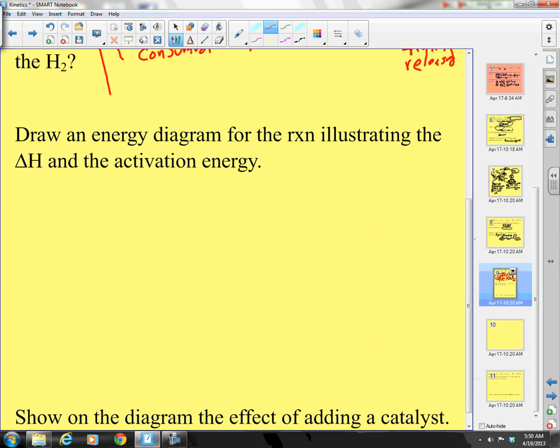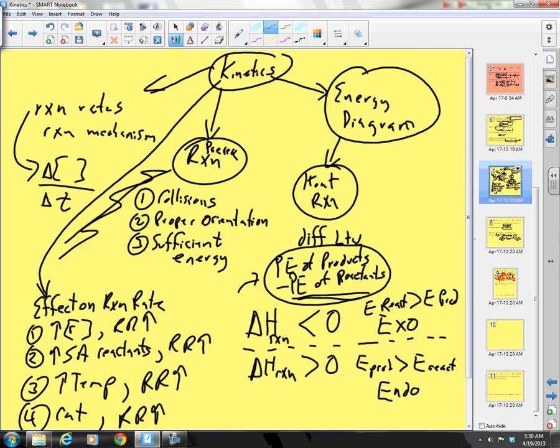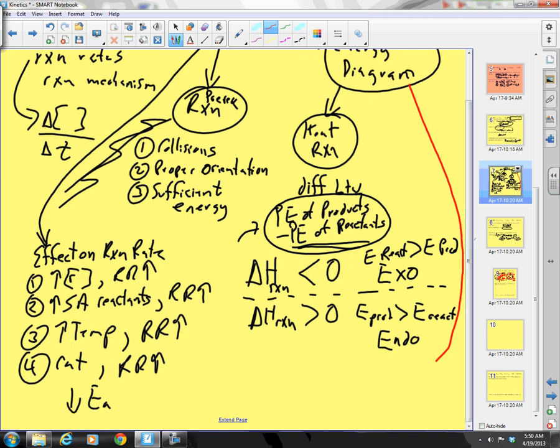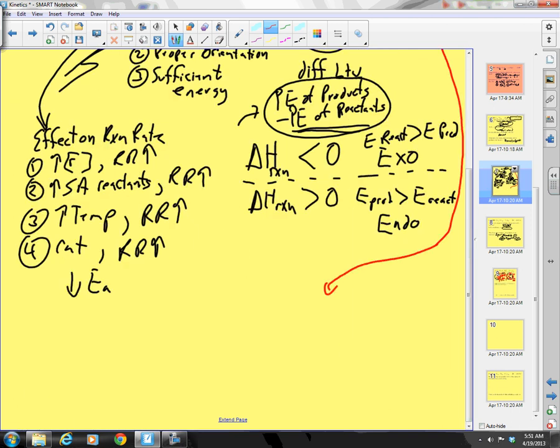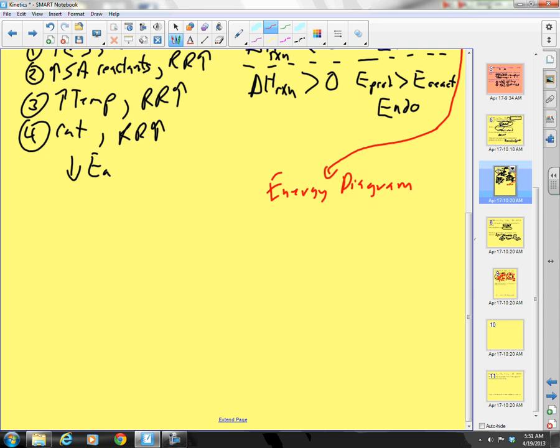Now, draw the energy diagram. Okay, let's take a real quick note here on the energy diagram. Energy diagram. What is an energy diagram? So we want to talk about an energy diagram. It's this simple, folks. This is really a diagram, not a plot necessarily, a diagram or a picture showing potential energy versus extent of reaction.